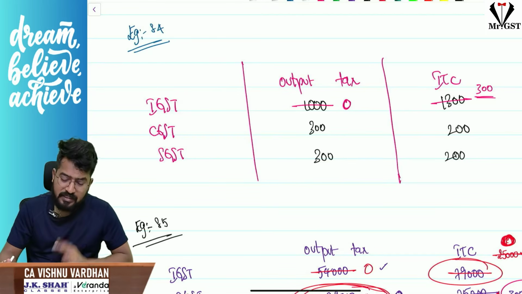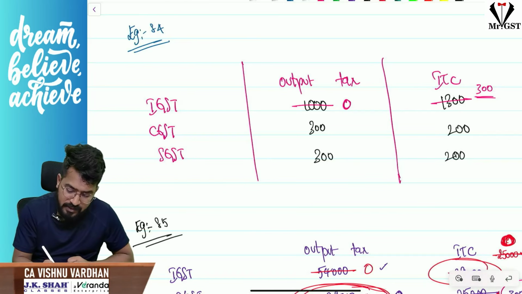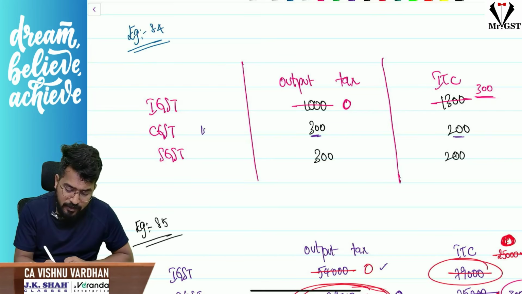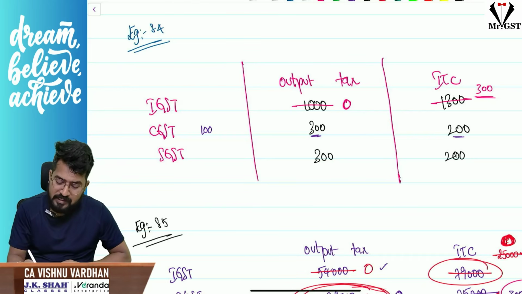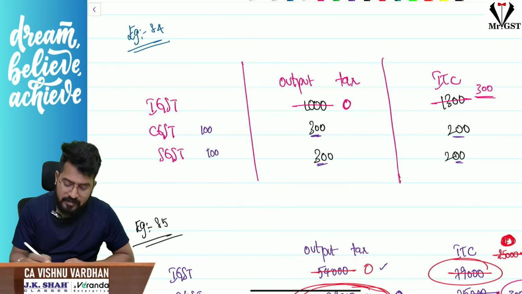One is CGST, the other is SGST. CGST needs how much help from you? See, output tax is 300, input tax is 200. It needs 100 rupees help. Same way, SGST also 300 payable is there, 200 ITC is there. It needs 100 rupees help.